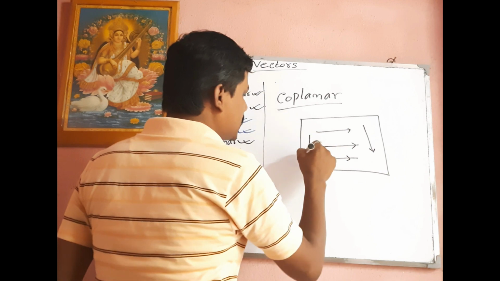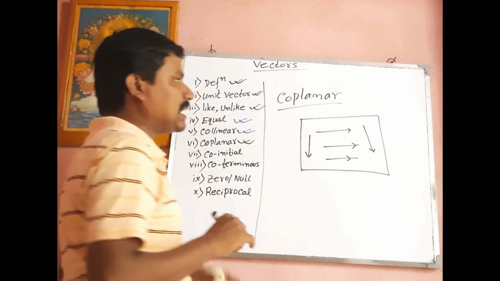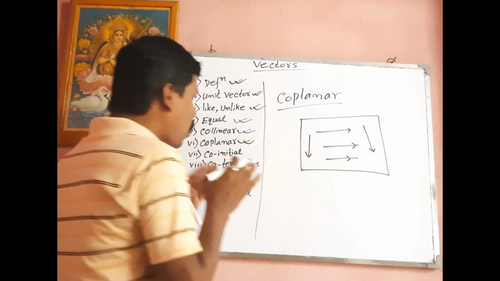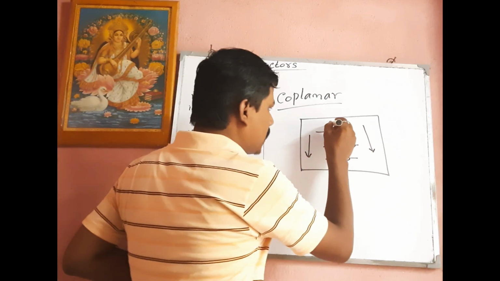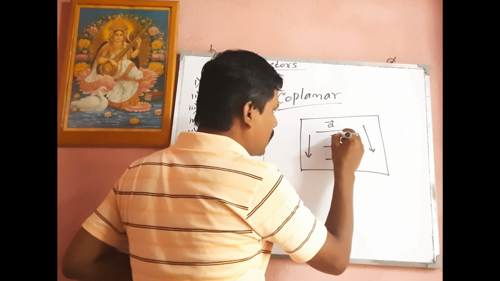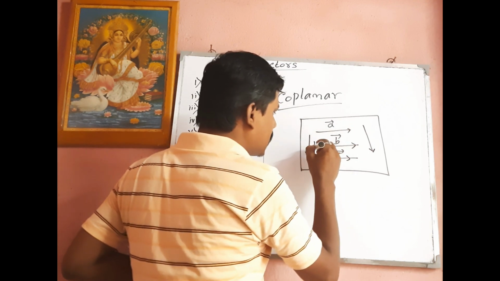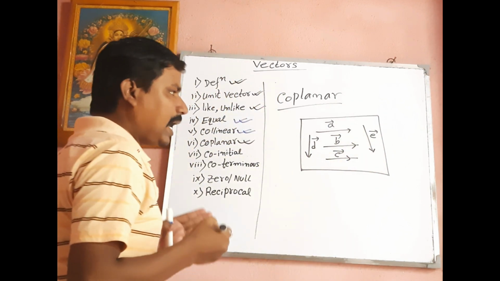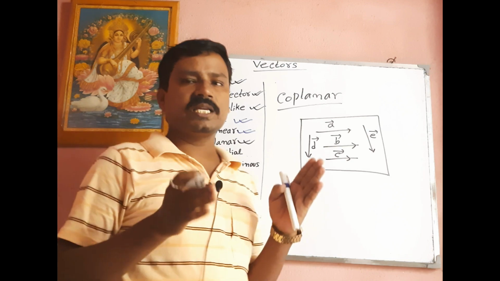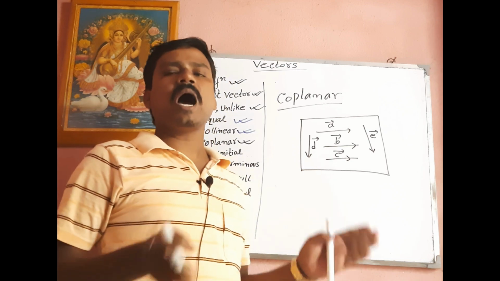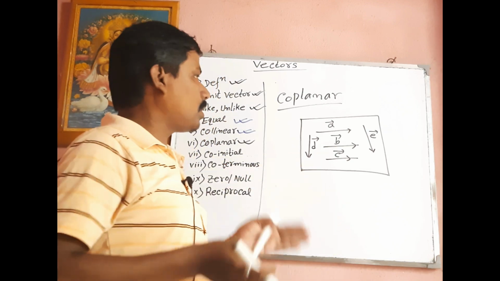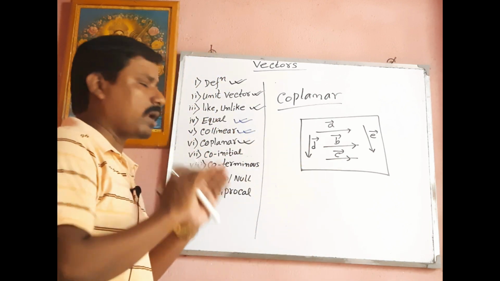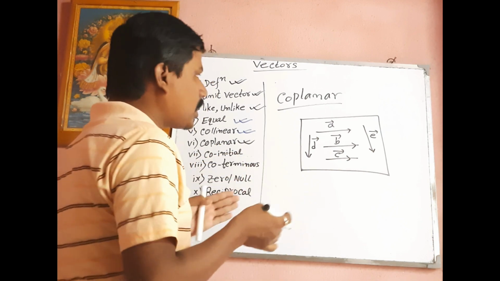We are not discussing the direction, we are discussing only their positions. So these are the positions in one plane. If we denote this as the A vector, this as the B vector, this as the C vector, this as the D vector and this as the E vector, then A, B, C, D, E are called coplanar vectors because all the vectors are in the same plane. So this is the coplanar vector. This is the complete coplanar section.